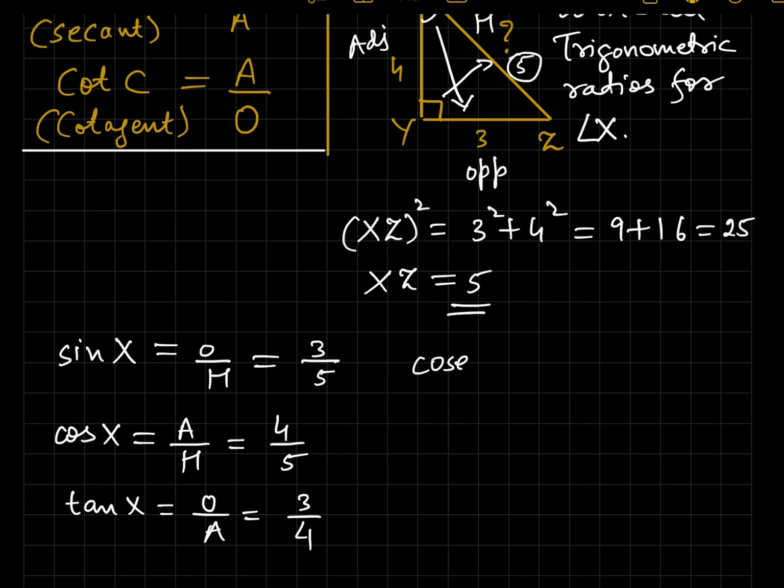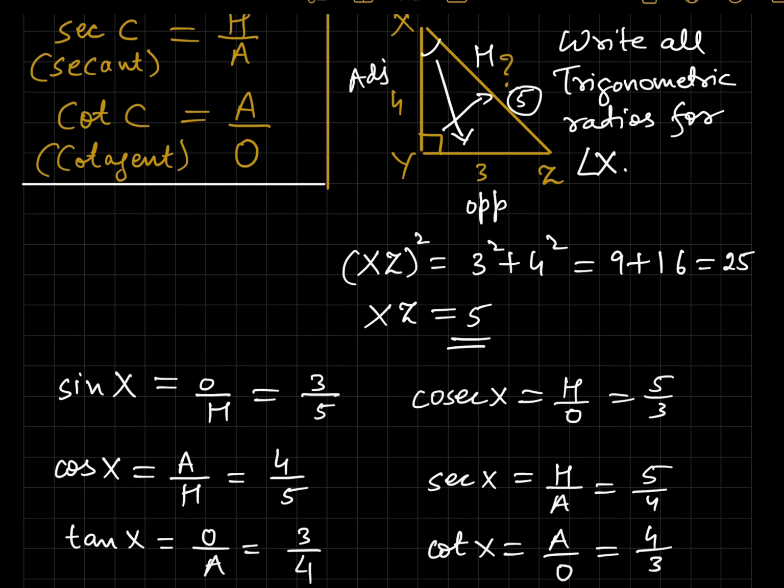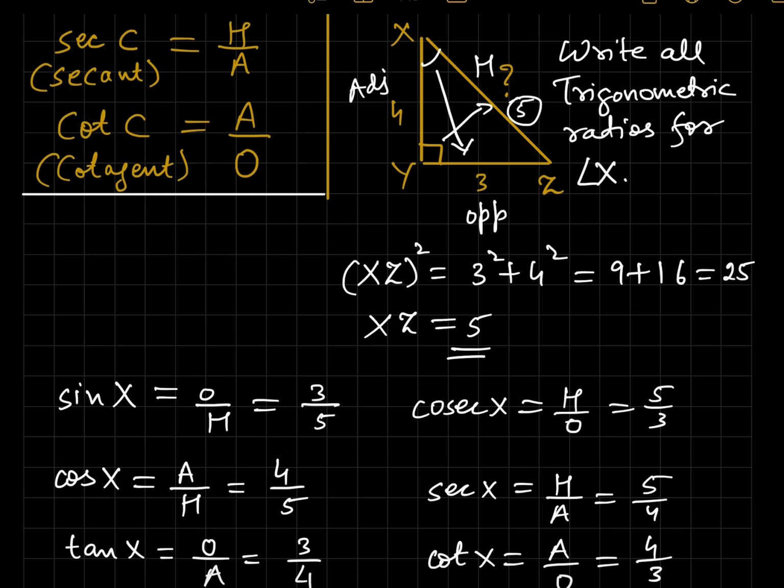Then cosec x is what? Cosec x is just the reciprocal of sine, H over O here. So it would be 5 over 3. Then sec of x would be H over A, which will be 5 over 4. Then the reciprocal of tan is cot. So cot of x would be adjacent over opposite, which would be 4 over 3. So this way we can find all the ratios when we are given two sides of a right angle triangle. Fine.